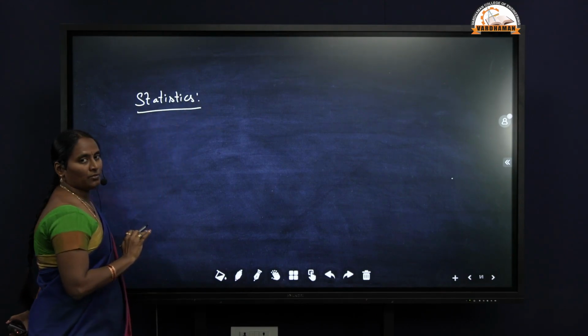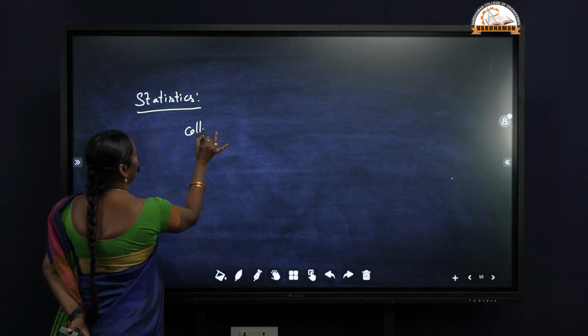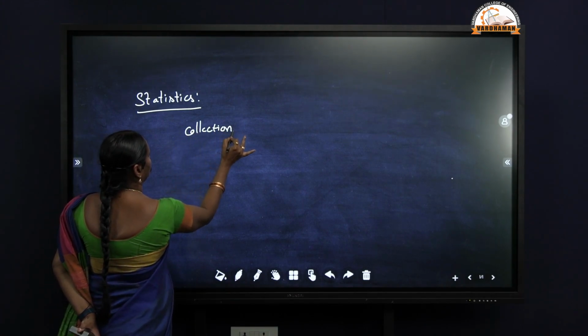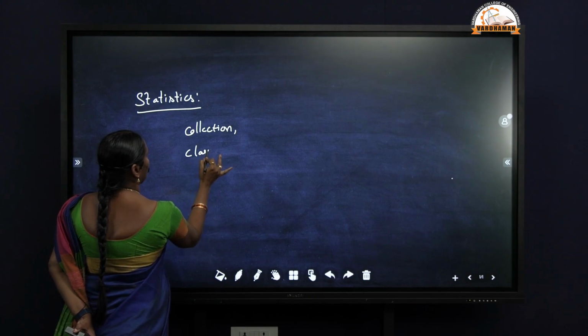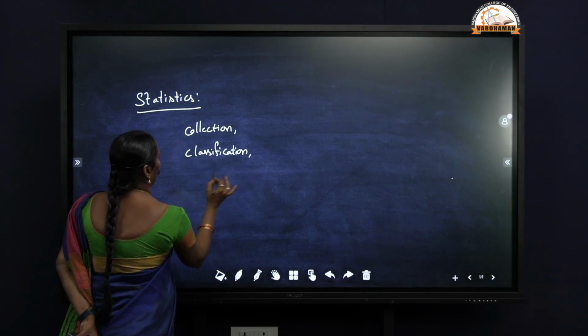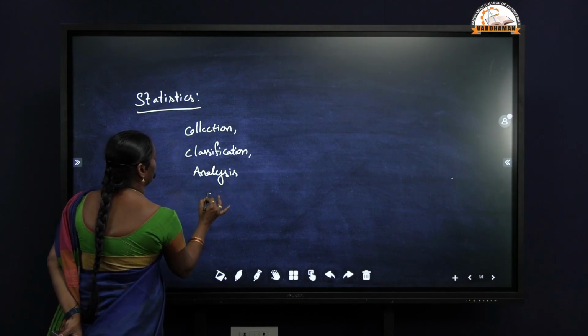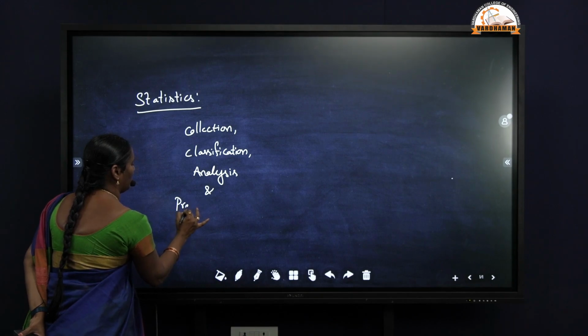Let us see the definition of statistics in 4 steps. Statistics means collection, classification, analysis, and presentation of numerical data.